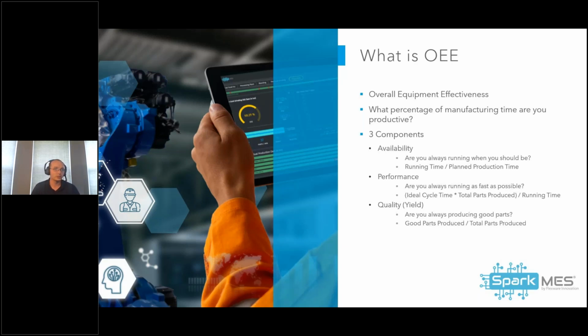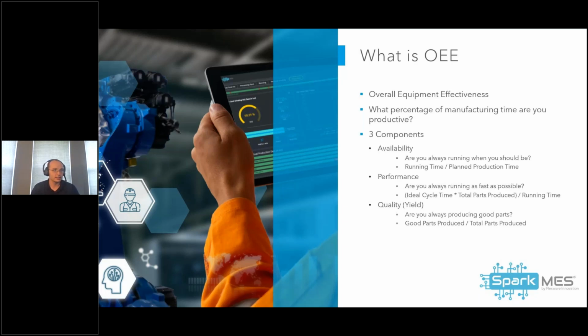Next is performance. Performance takes that to the next step and says, okay, while we are running, are we producing materials at the rate that we are rated to produce them at? This takes your ideal cycle time, so theoretically how fast you could be producing materials, multiplied by how many parts you actually produced, divided by runtime. It gives you a ratio: if we were supposed to produce X and we actually produced Y, you divide those by each other. That's the performance.